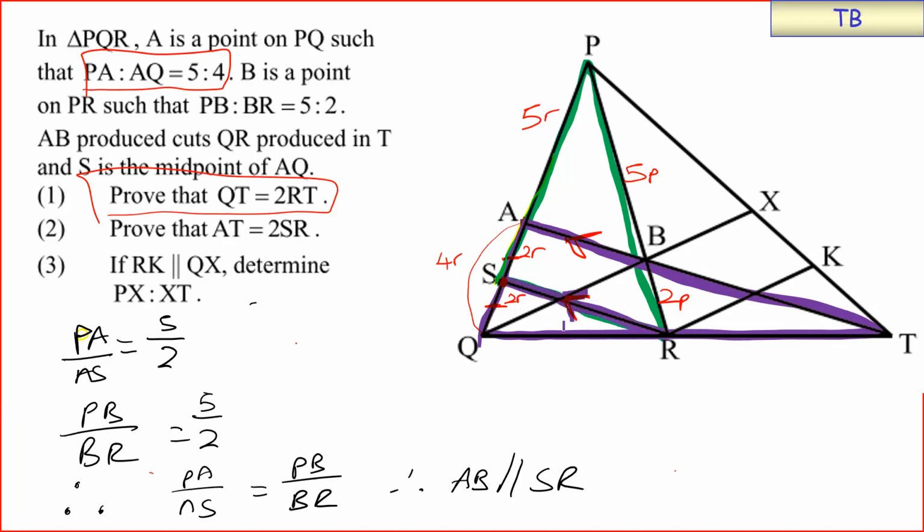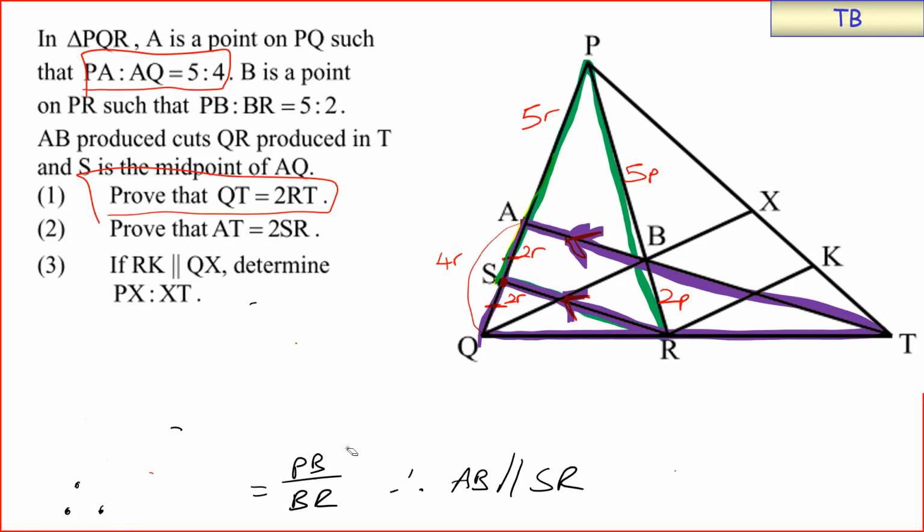Yes, sir. Isn't this purple line SR, it's the same line. It's parallel to AB. ABT is a straight line. So what can we conclude? If now we're going to use ratio and proportion, if those lines are parallel, what conclusion can you make? So that QR is 2R and then RT is 2R. So therefore QT is equal to 2RT.